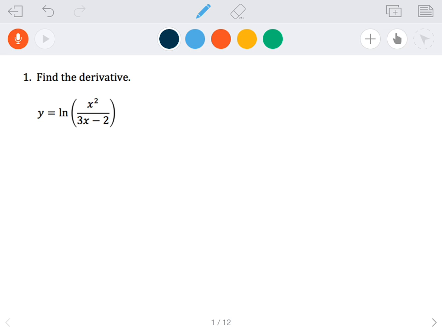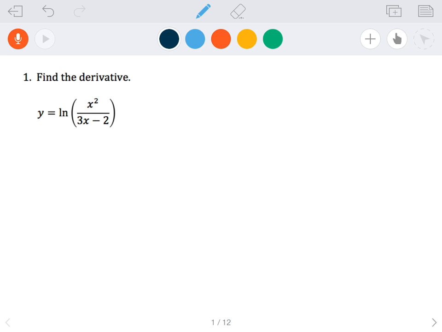Hey guys, I know you've missed calculus, so let's get straight to it. Find the derivative. Y equals the natural log of x squared over 3x minus 2.